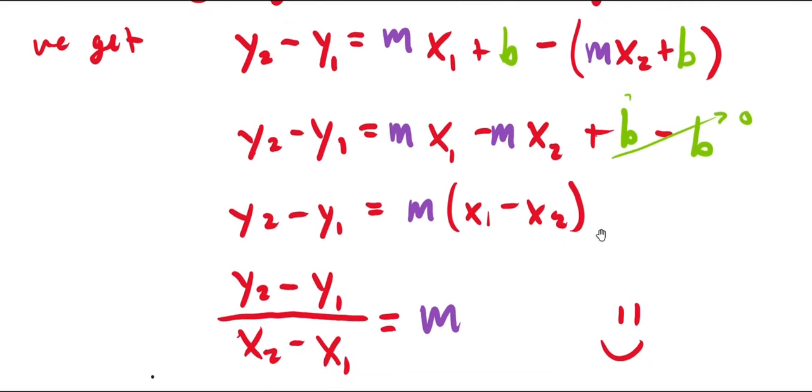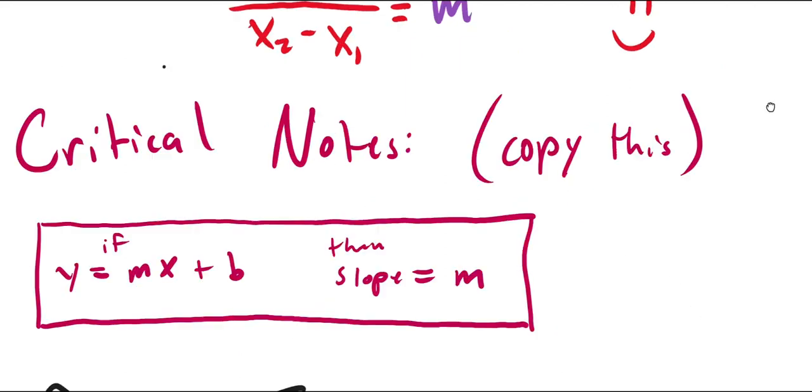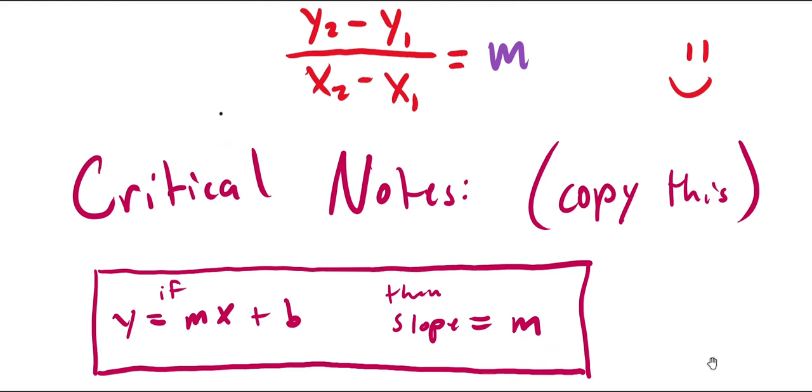Isn't that nice? We get the equation for slope. So yes, that number m is always your slope. So copy these last critical notes for this video. If you have a line of the form y equals mx plus b, which includes if m or b are 0, I will have you know, then your slope is m, the number m. We'll talk more of that later when we talk about equations for lines.